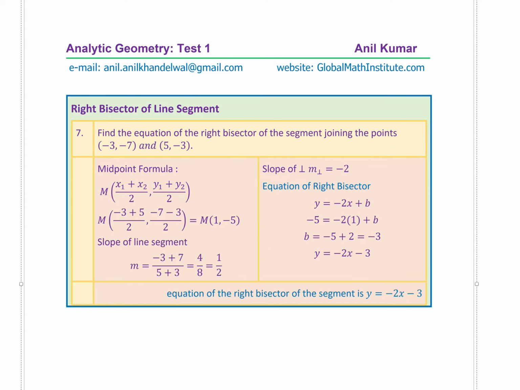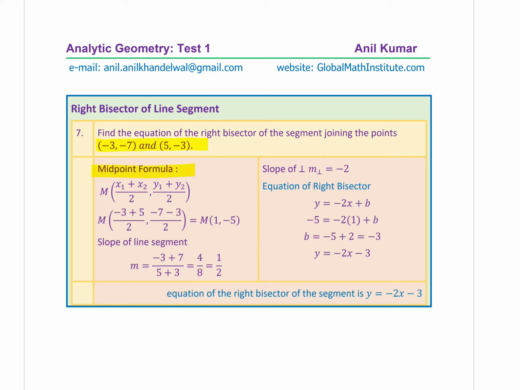Question number 7 here is based on the right bisector of a line segment. Now the question is, find the equation of the right bisector of the segment joining these 2 points. Now to find the right bisector, what are the steps involved?